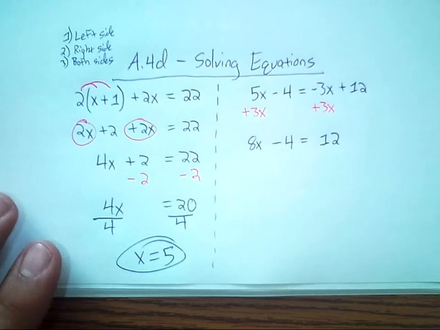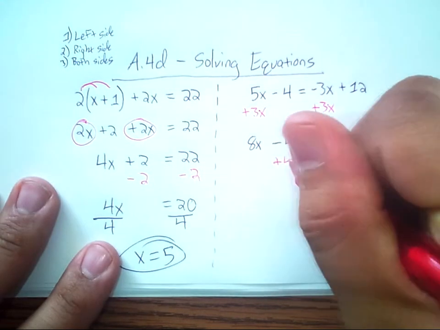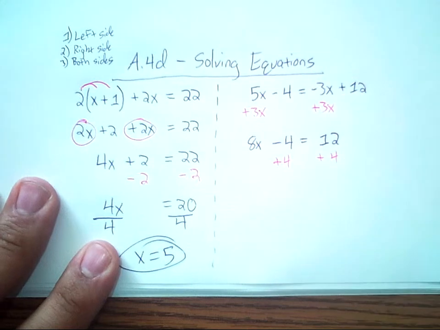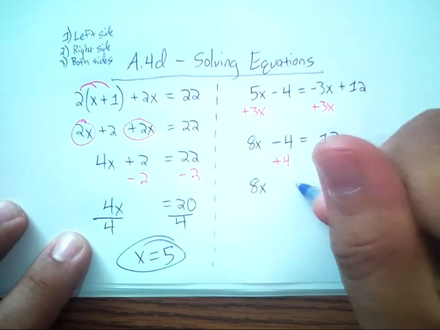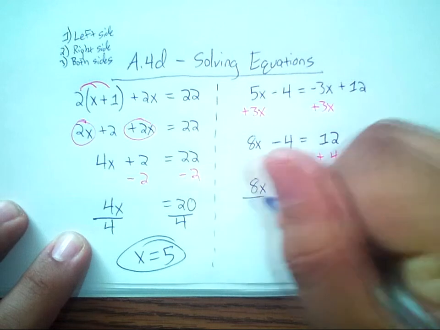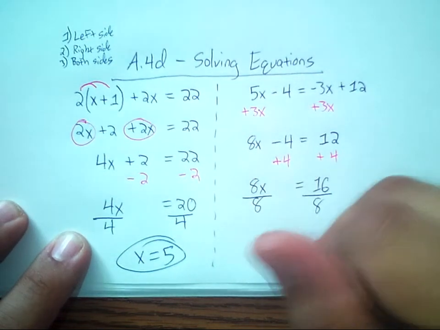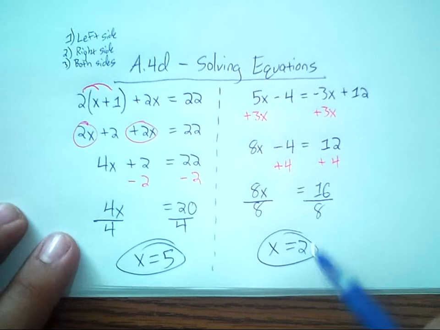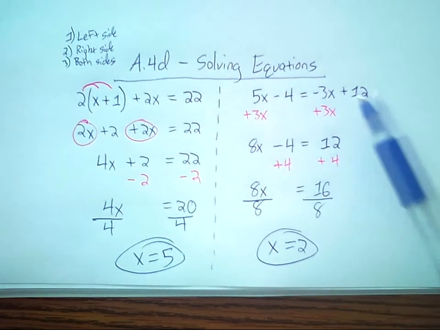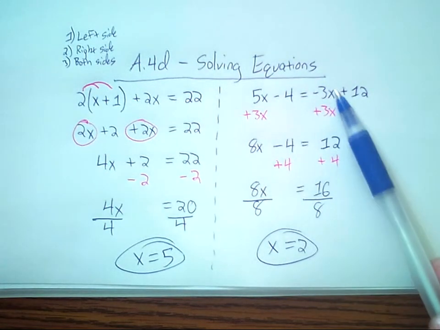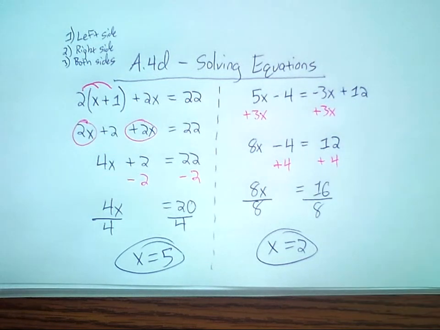And now it's just like the last problem we did. We're going to get rid of the term that does not have the variable, so we're going to add 4 to both sides. Just like that, and we get 8x equals 16. We're going to divide both by 8, and that gives us 2. And again, I can plug it in and check. So 5 times 2 is 10, but minus 4 is 6. Negative 3 times 2 is negative 6. Negative 6 plus 12 is 6. So 6 equals 6. It works out.